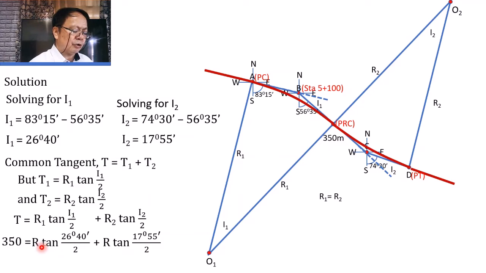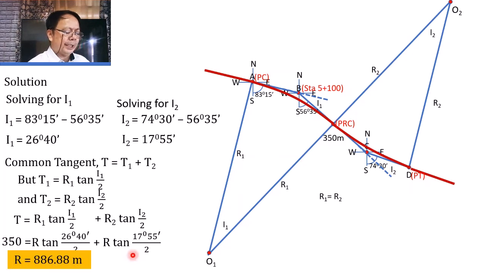And so if we have here an equation involving r, we're going to use our calculator. We can solve for r to be equal to what? 886.88 meters, the value of the common radius. Now, after we have solved for the value of the common radius, we will be solving for the stationing of A or the stationing of the PC, as well as the stationing of the PRC and the stationing of D, which is also defined here as our point of tangency.